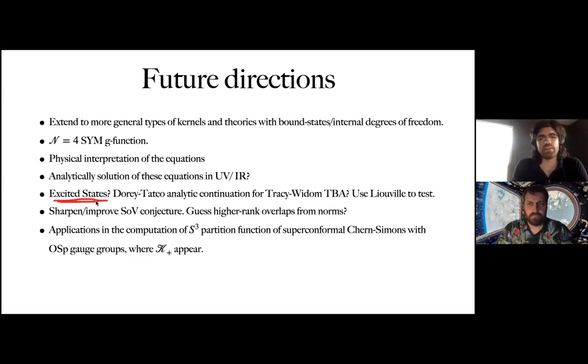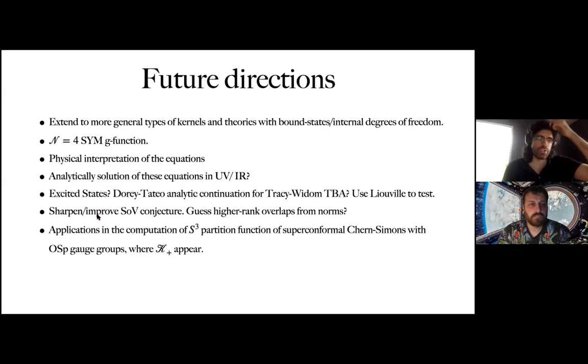Another question is that there are still some open ends on the excited states. There are, as I said, two proposals that do not quite agree. One interesting thing could be to generalize this Dorey-Tateo trick for excited states, but apply it at the level of the Tracy-Widom TBA. What happens if you do this kind of analytic continuation and pick up some poles? Is this going to give you the correct Tracy-Widom TBA for excited states? And perhaps, as I mentioned before, Liouville would be a good playground to test.